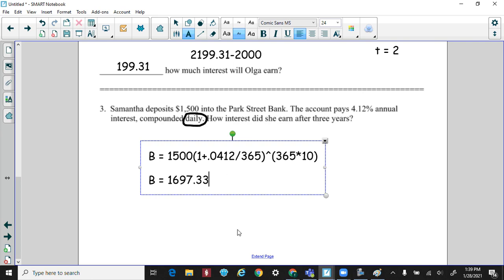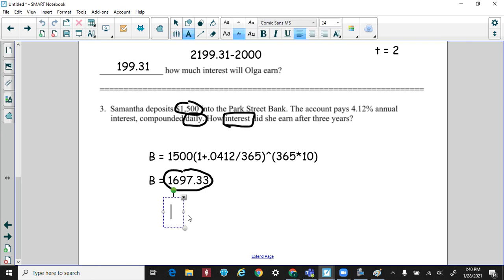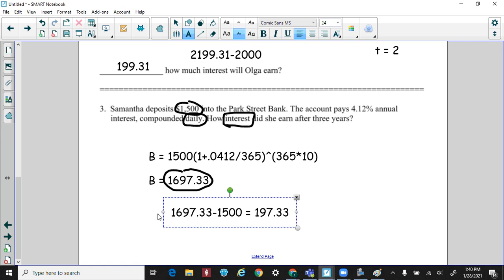$1,697.33. Now, here's where a lot of students are going to say, that's the answer, I move on. Notice what it's asking. It's asking how much interest did she earn. Remember, interest means how much money did she make. She started with 1,500. She ended up with $1,697.33. How much money did she make? Well, again, simple subtraction. She made, for my final answer, $197.33.